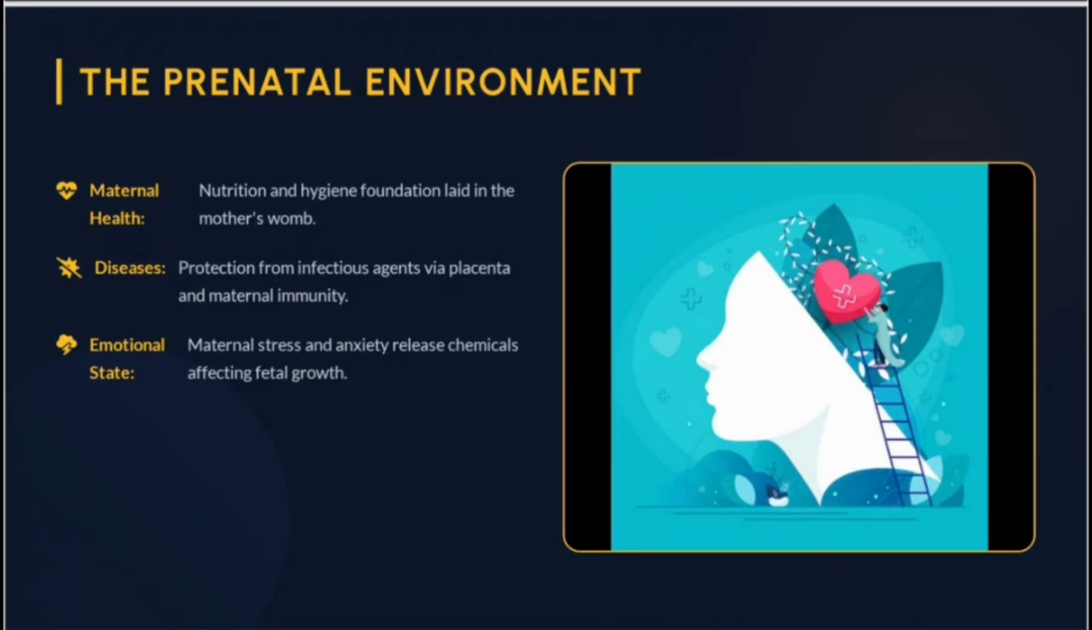Many people think environment starts after birth, but it actually begins inside the mother's womb. This is the prenatal environment. The mother's nutrition and health lay the literal foundation of the child's growth. If the mother experiences prolonged stress or anxiety, specific chemicals are released into her bloodstream that pass to the fetus, which can affect the baby's birth weight and sleep pattern. Even external factors like pollution, drugs, or radiation cross these boundaries.